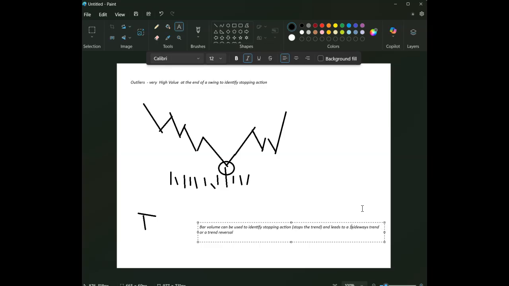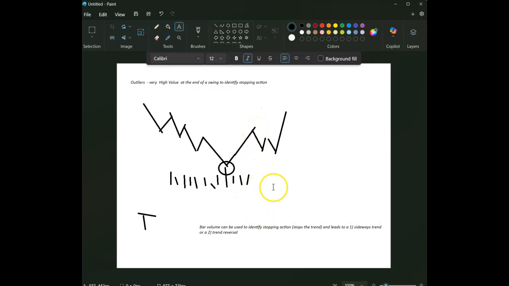One, sideways. Two, reversal. Now, how do you know which one's going to happen? Is it going to be a sideways trend? Is it going to be a reversal trend? A lot of times it's a reversal, but you have to take a look at a higher time frame and get the picture from there. So that's what happens.